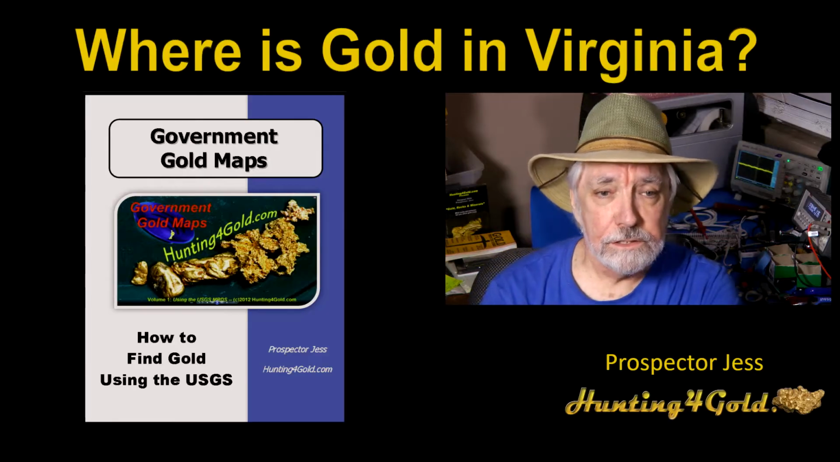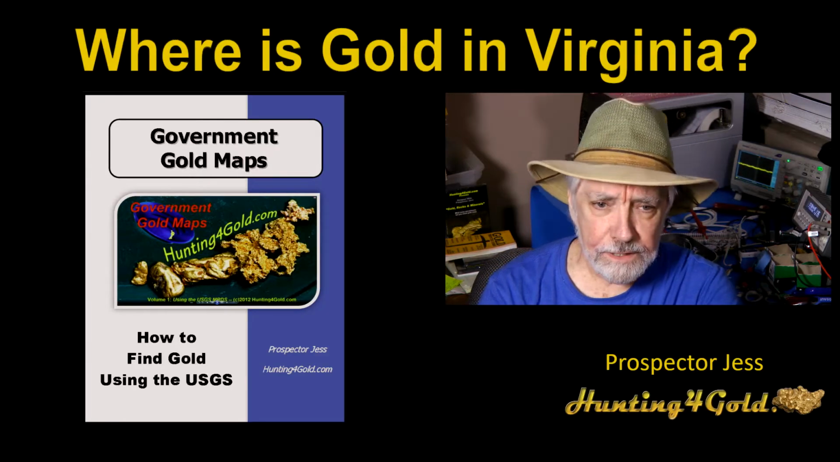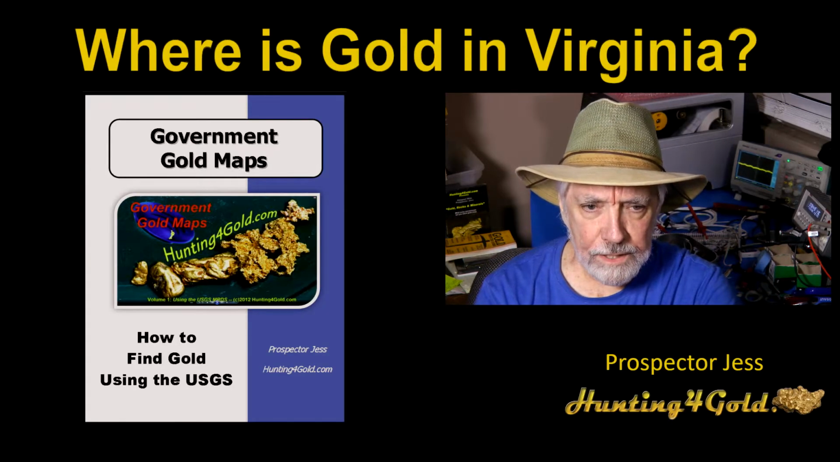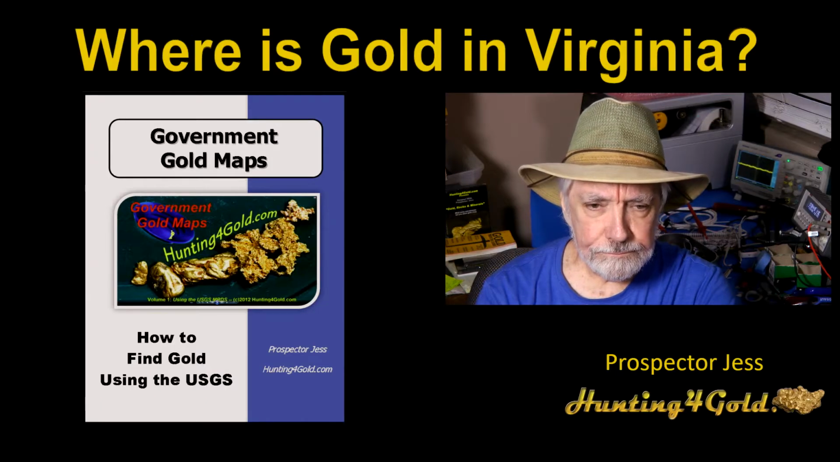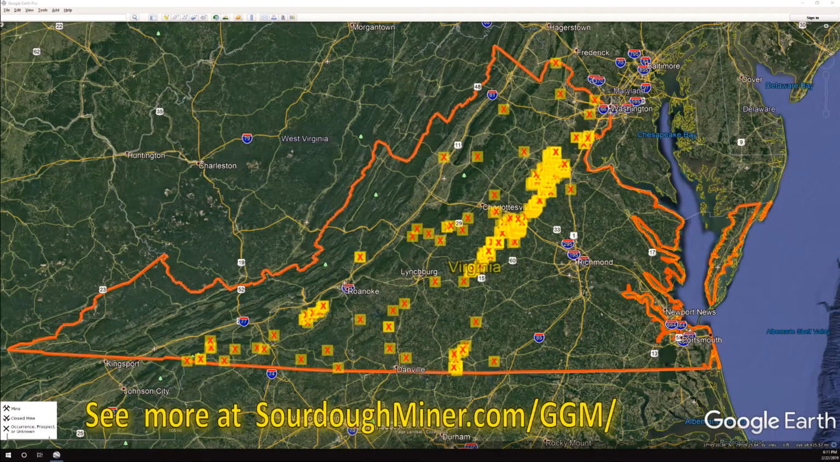So let's just go right to it. Let's take a look at what is out there. You can find the link below for where to get your Government Gold Map report. That's just a kind of starter thing. Take a look at this picture. What I've got is a shot showing Virginia and giving you a trace through Virginia.